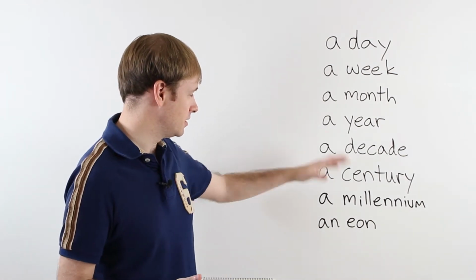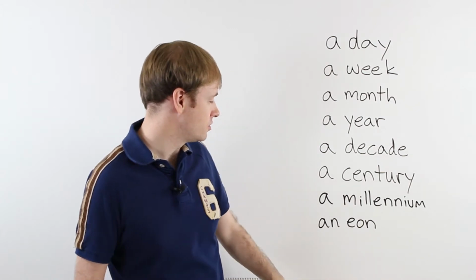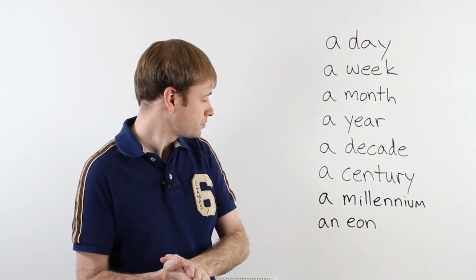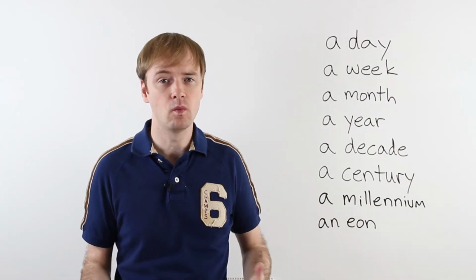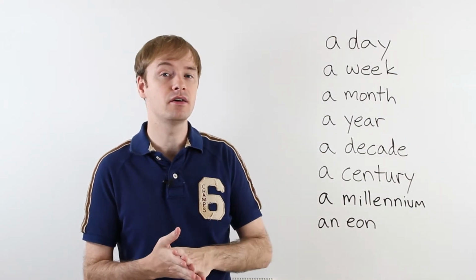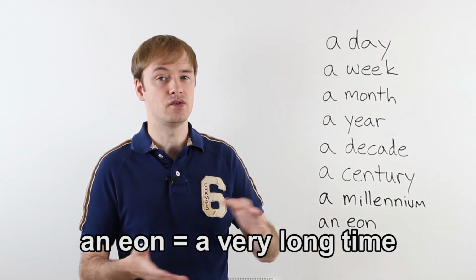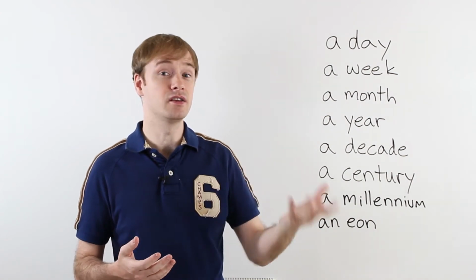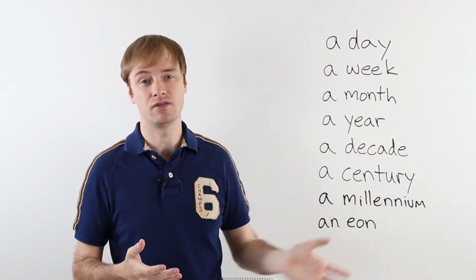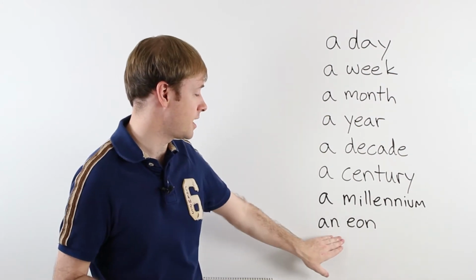Okay, after a millennium, we have something called an eon. Okay, so notice we're starting with E, so we have to use an eon. How long is an eon? Well, there is no exact time of an eon. An eon just means a very, very long time. Okay, so example, the dinosaurs, they lived on the planet eons ago. Okay, so it just means a very, very long time. So this is not exact.